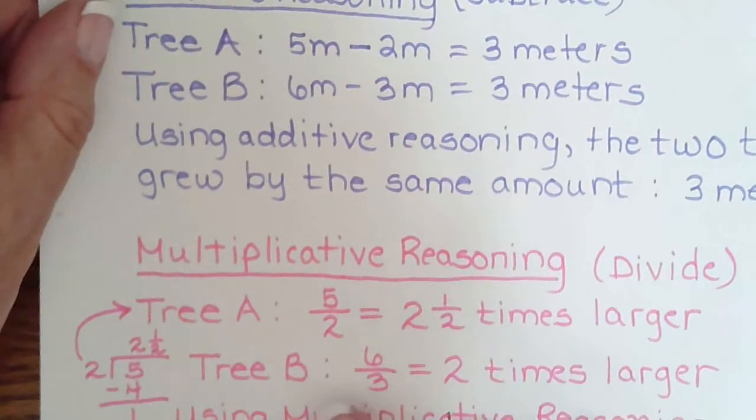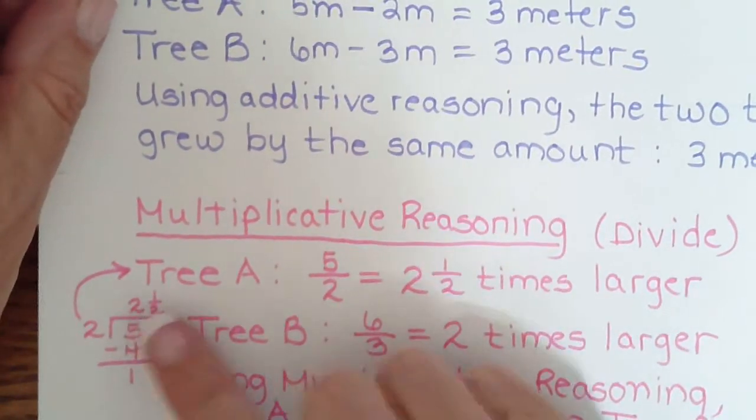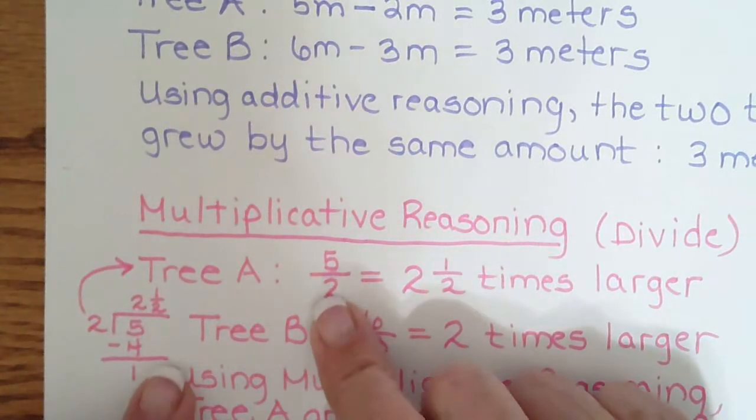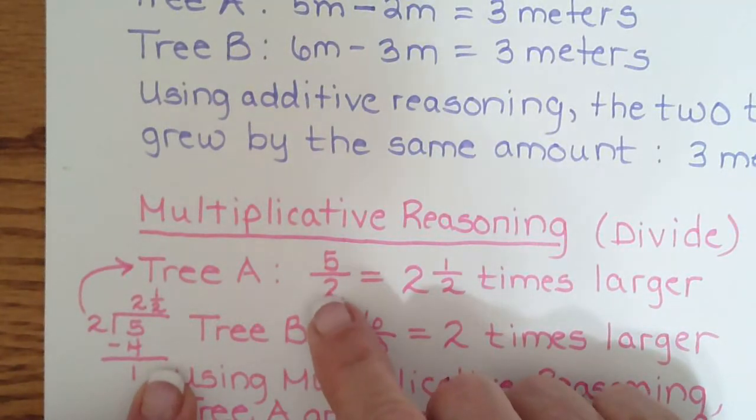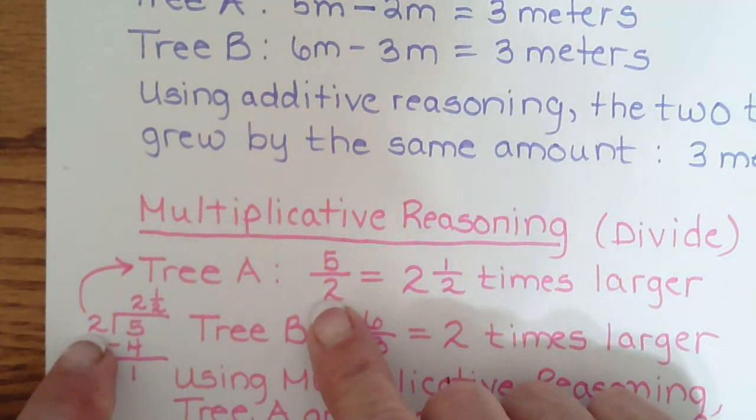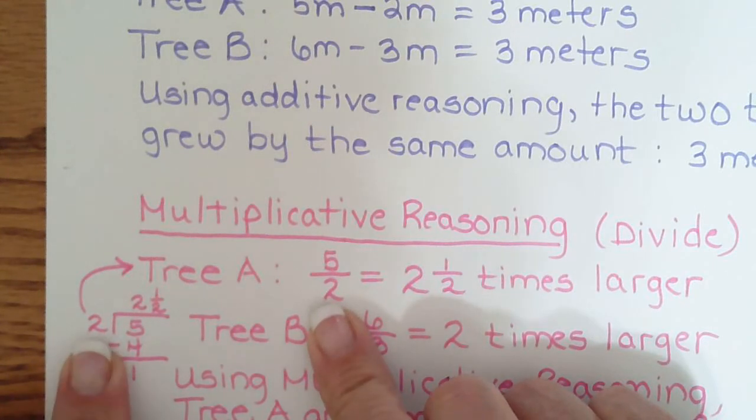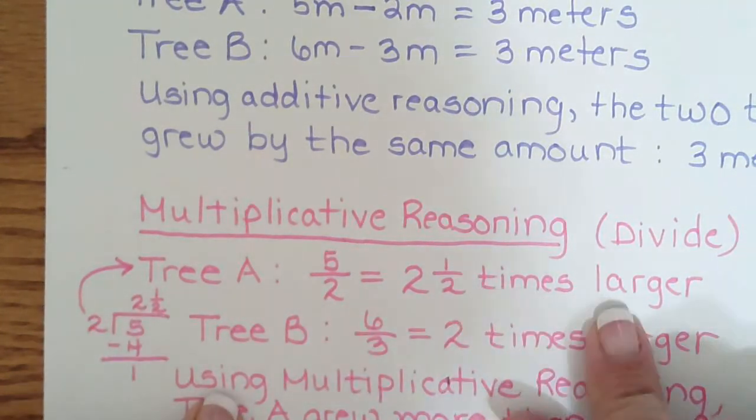Over here on the side, I showed it. Remember how we learned in Module 2, the test we just took before spring break, you always divide by whatever's in the denominator, so I put that outside and put 5 inside. 2 goes into 5 twice. 2 times 2 is 4. When we subtract, we get 1. So it's 2 and 1/2, remainder over divisor, times larger.